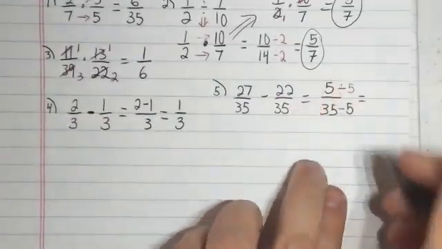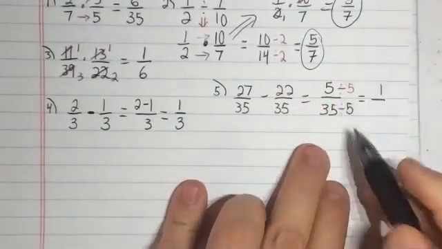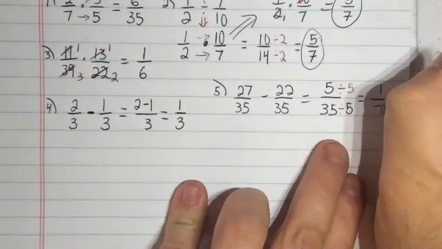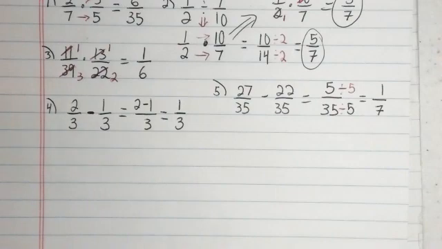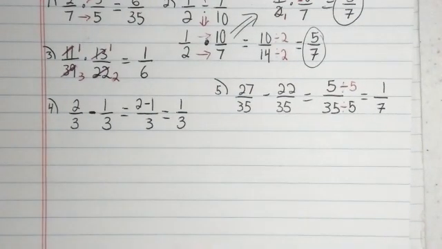So 5 divided by 5 gives me 1. And then 35 divided by 5 would give me 7. So that is your reduced answer to that problem.